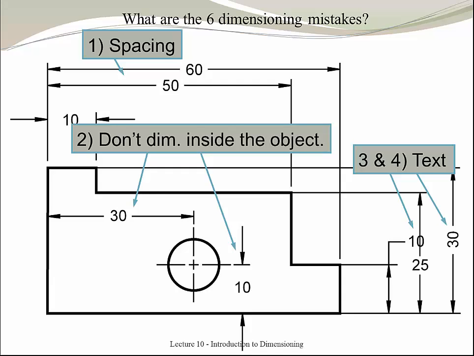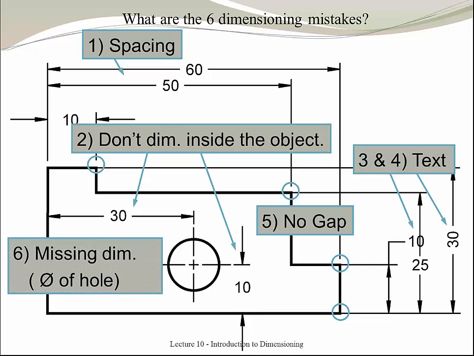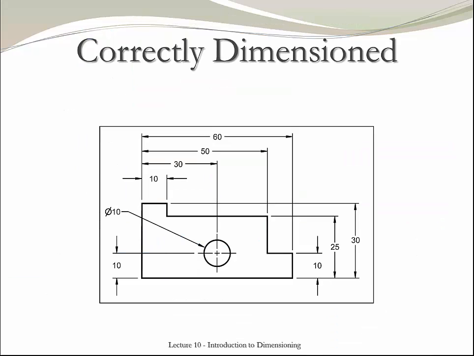We then see that there is no gap between the extension lines and the objects. And then notice that we do not have a dimension for the diameter. This will be the ending result and the correct dimensioning for that particular drawing.